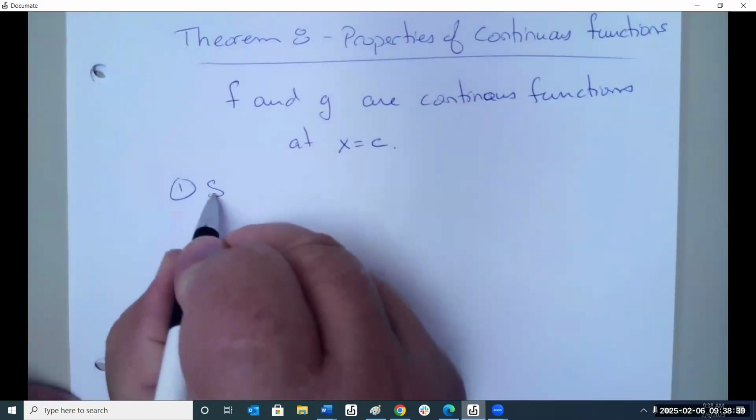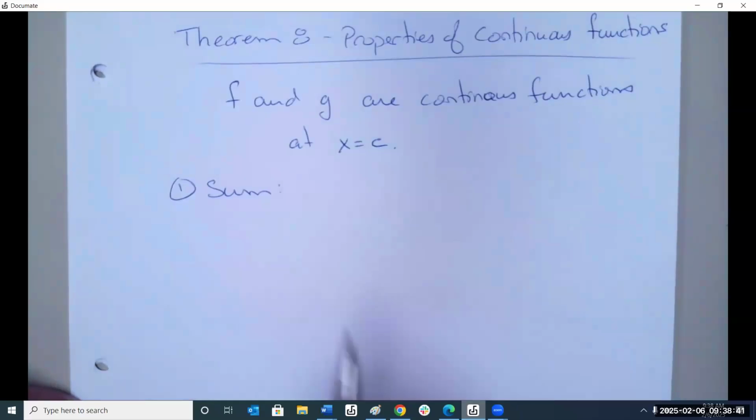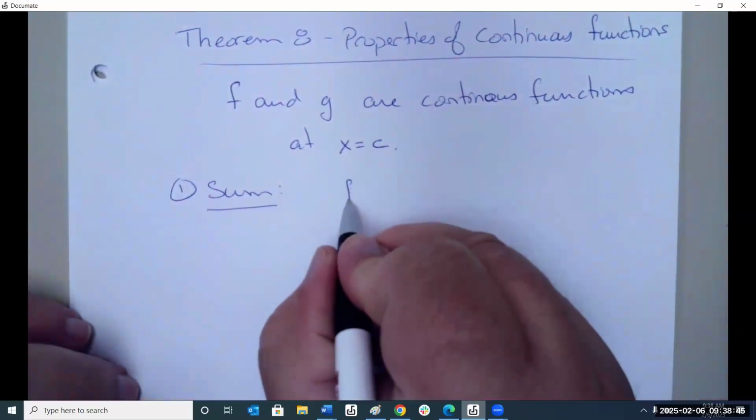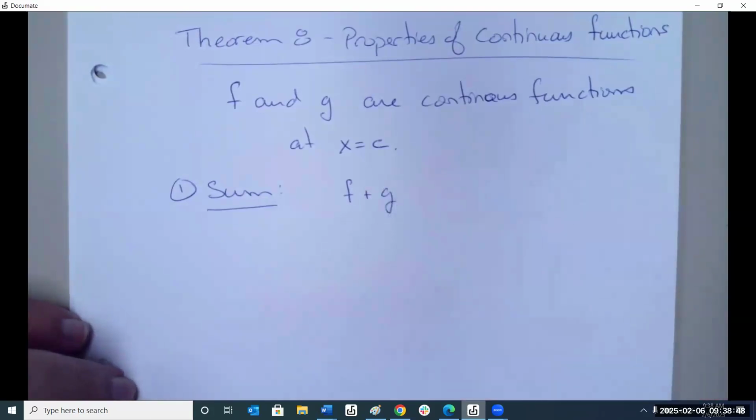The first property, the sum property. I can add, if f and g are both continuous, then the sum of those two functions is also going to be continuous.